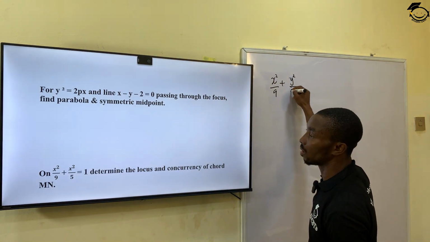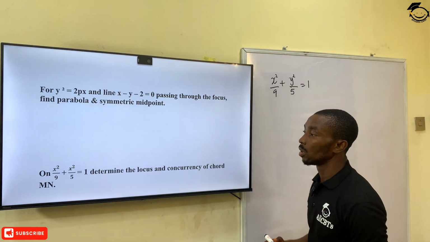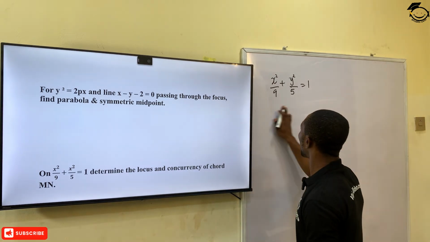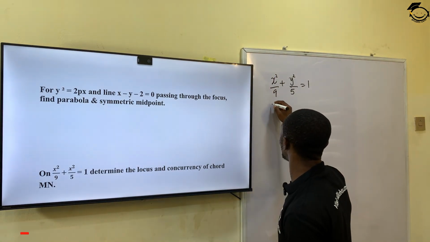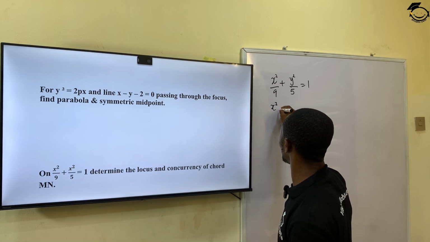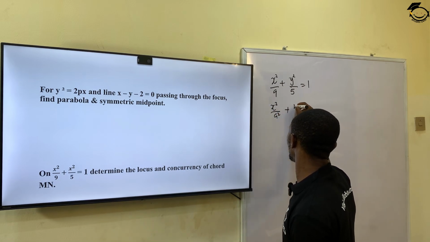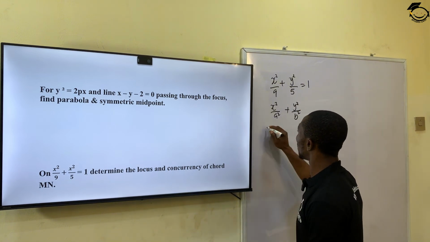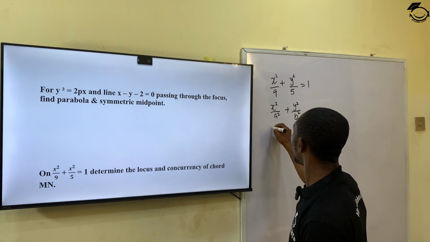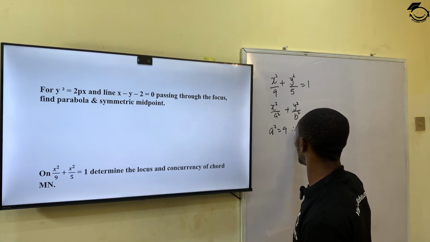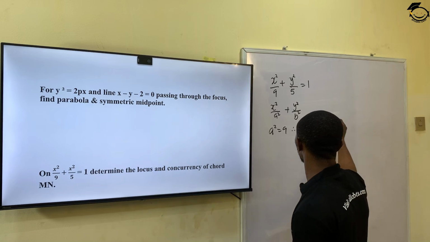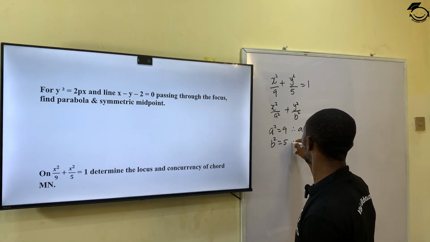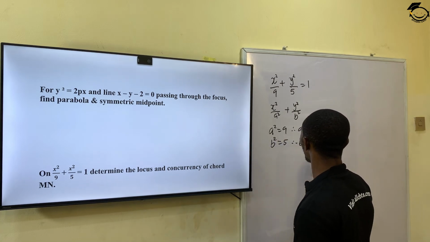The next question says x squared over 9 plus y squared over 5 equals 1. That should be y squared, not x squared. Determine the locus and concurrency of chord MN. For this, we will be using the formula x squared over a squared plus y squared over b squared. In this case, a squared equals 9, so a equals root of 9, which is 3, and b squared equals 5, so b equals root of 5.